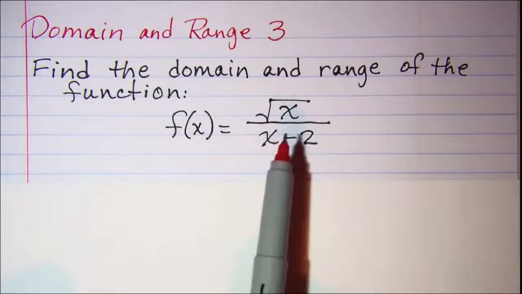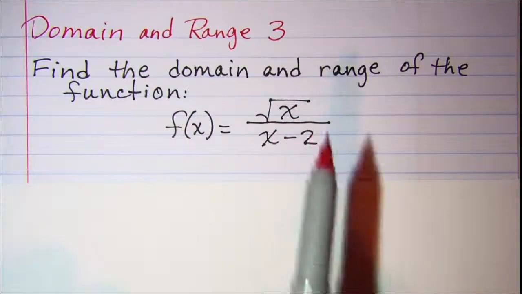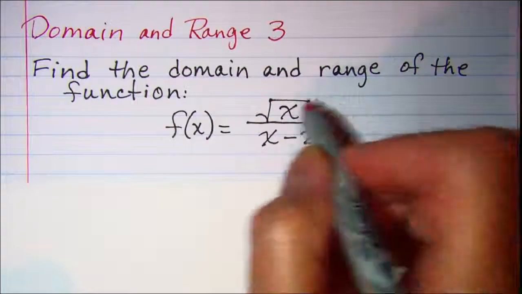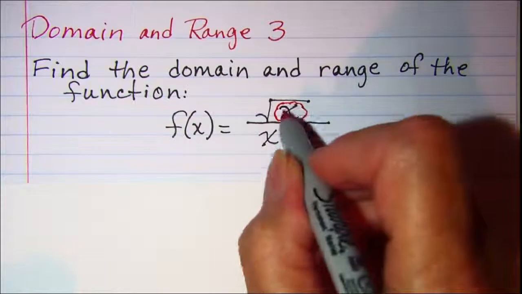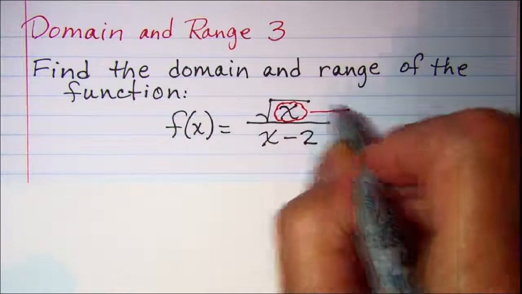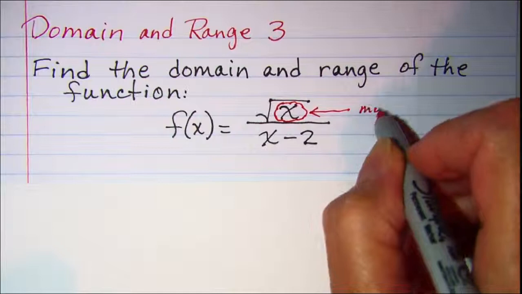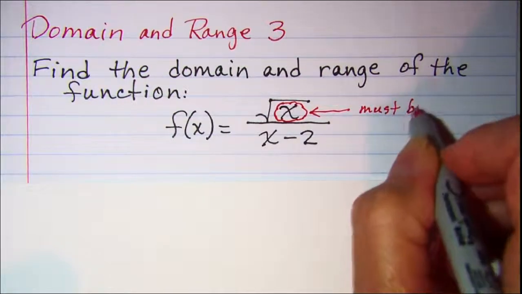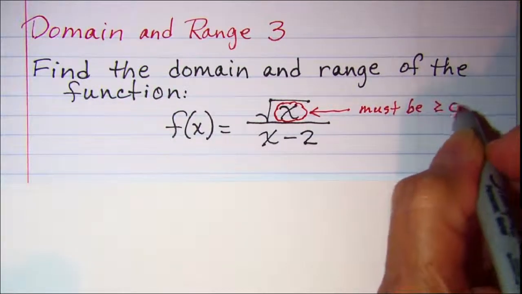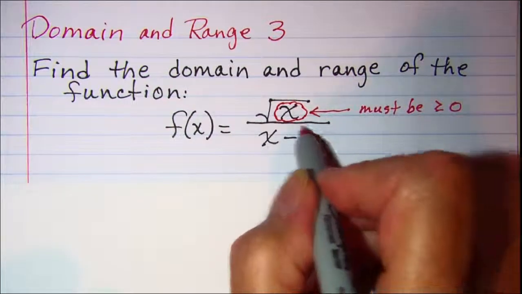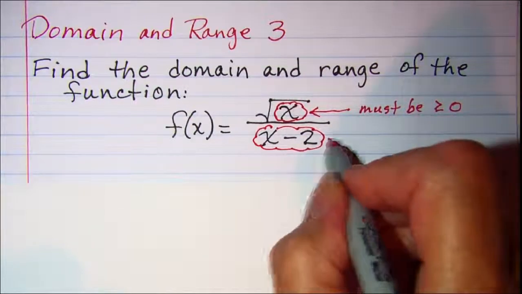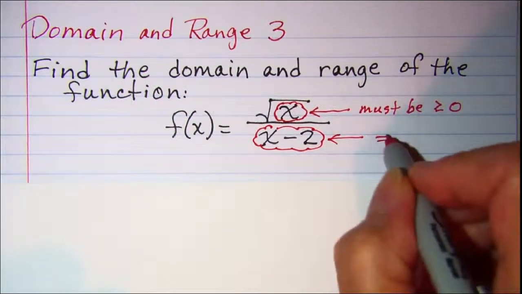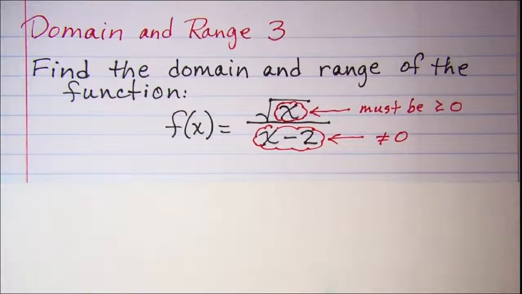Now in this function, we have two things that we need to consider when we're giving our domain. First of all, the radicand of the square root, this number underneath the radical, must be greater than or equal to 0. Then, since we also have a fraction, the denominator of the fraction cannot equal 0.